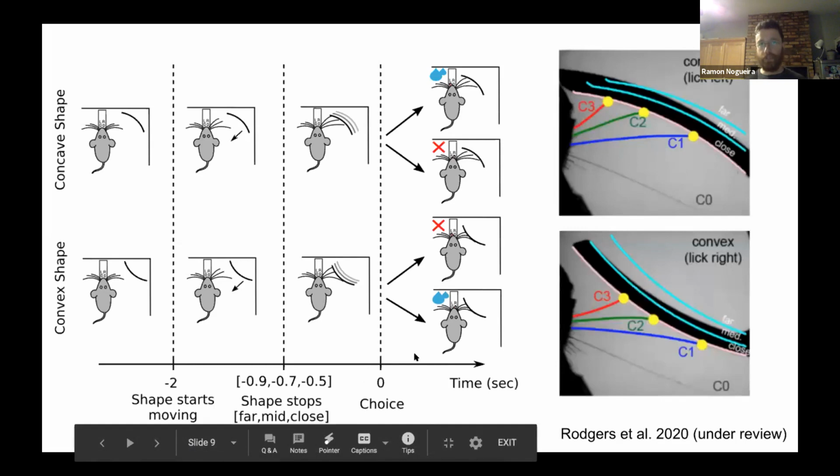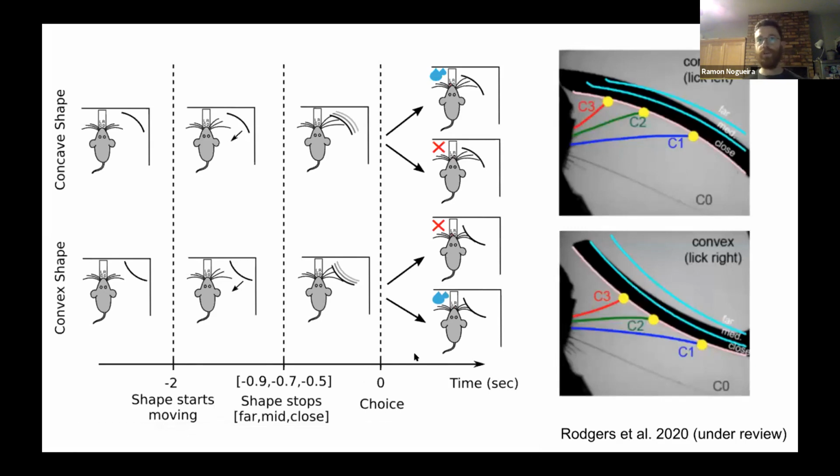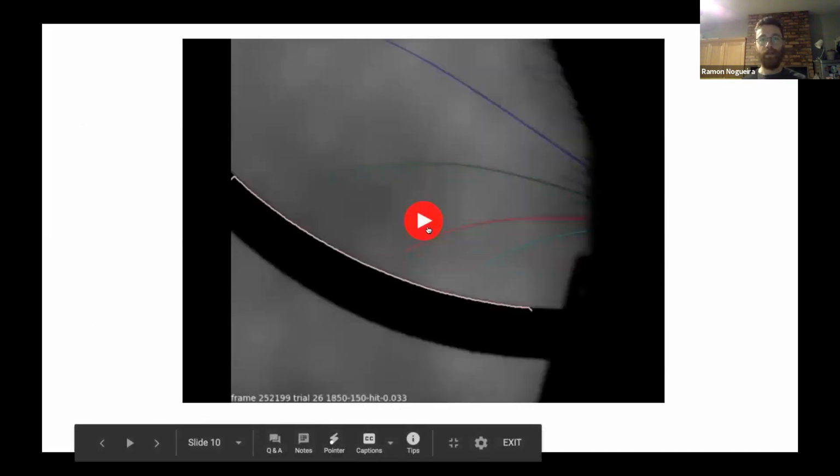Also, the position of the whiskers and the shape was recorded with an ultra-fast camera, and they were tracked on each time frame with DeepLabCut, which I guess many of you are using or have heard about. So if you're interested in all the exact details about this particular task, check this manuscript on bioRxiv, Rogers et al. 2020. And all right, so let's have a look at the video.